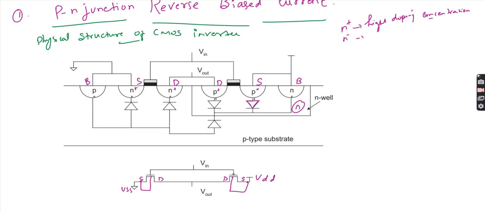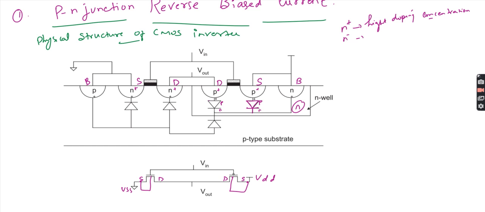Then the bottom here is the N well. N well means nothing but an N substrate. That is an N type. The same way, even here, the drain also. So P, that is N. Correct. So this is also P and this is N.